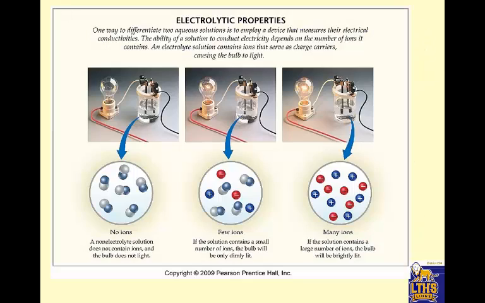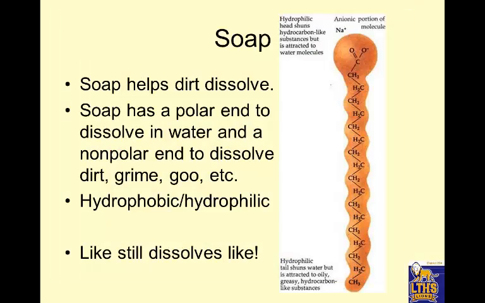All right. Just to show you again, this light bulb is not on. No ions, non-conductor. This light bulb is on. Look, there are charged particles. It's going to conduct electricity, cause light bulb. This has a lot of ions. So look, bright light, electrolyte, non-electrolyte.